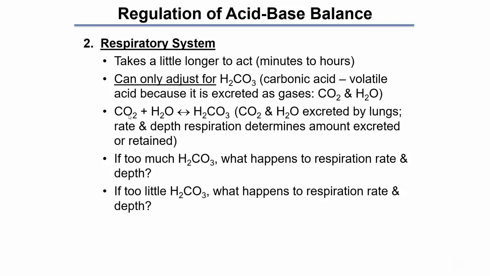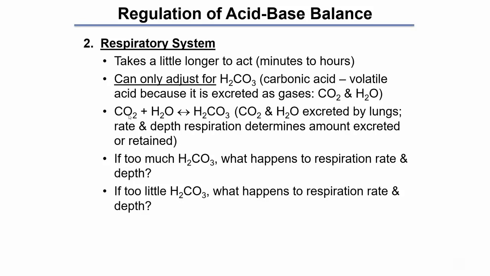So the rate and depth of respiration is really what determines the amount of carbonic acid, and really what determines the amount of CO2 that is retained in the body. If we produce, and we all know this, more CO2 than normal, for example during exercise, our respiratory rate, our ventilation, will increase in order to excrete out the excess CO2. So that's really what it comes down to. The respiratory system adjusts the amount of CO2 in our body, and CO2 is important because it's an acid. It eventually will form carbonic acid over there.